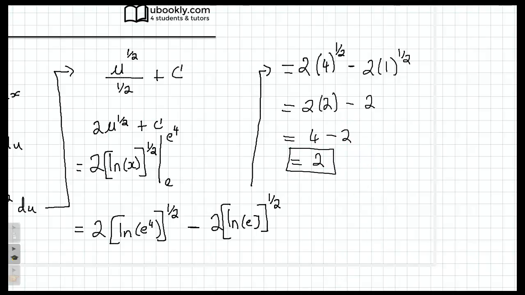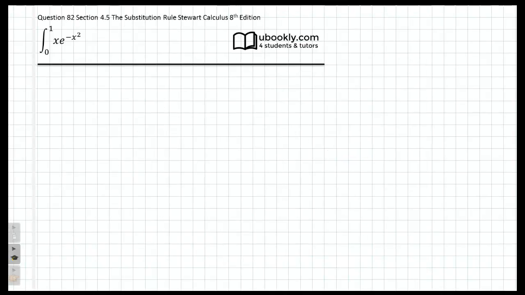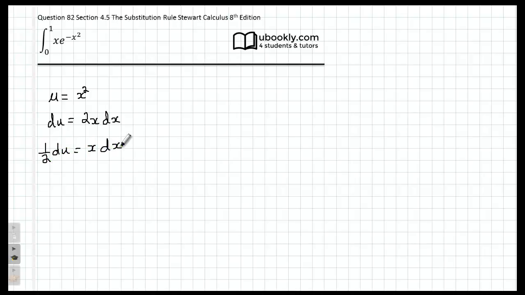Okay, next question. Alright, so we've got an x squared here and an x, so we'll do u substitution. We'll take our u as x squared, so we'll have u equal to x squared. du would just be 2x dx, but we only want an x, we don't want 2x, so we'll divide by 2. So we'll get a half du equals x dx.